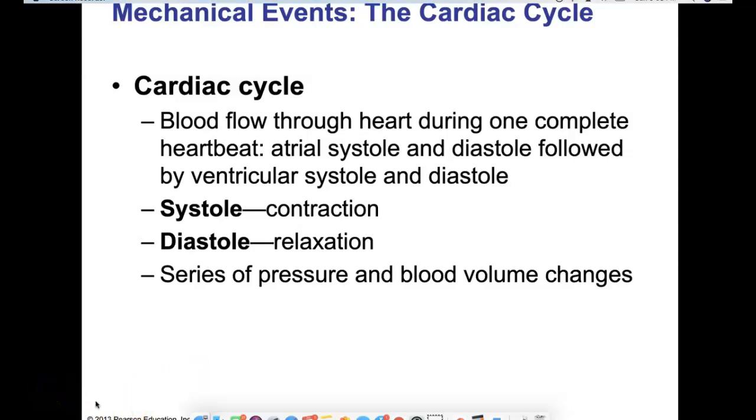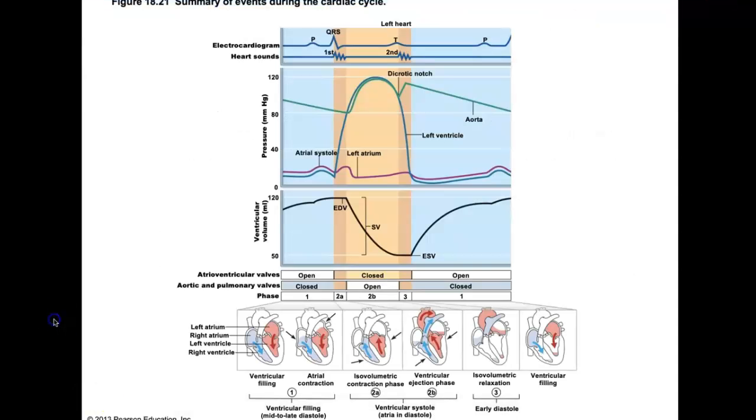The cardiac cycle is marked by a succession of pressure and blood volume changes in the heart. Because blood circulates continuously, we must choose an arbitrary starting point for one turn of the cardiac cycle. So we're going to take a look at this image, which outlines what happens in the left side of the heart. We're going to begin with the heart in total relaxation. On the image, we're looking at ventricular filling, which is mid to late diastole.